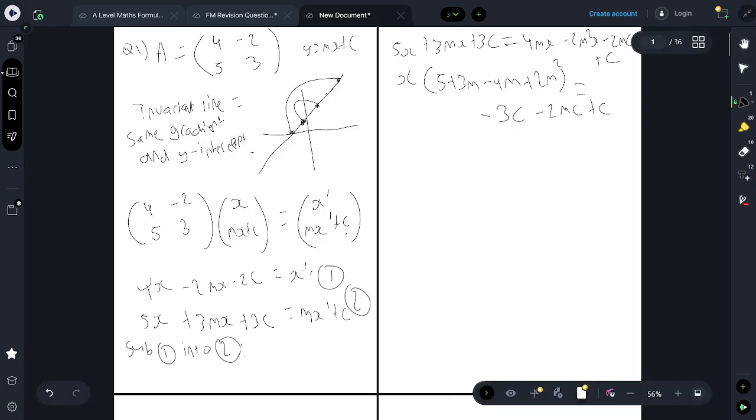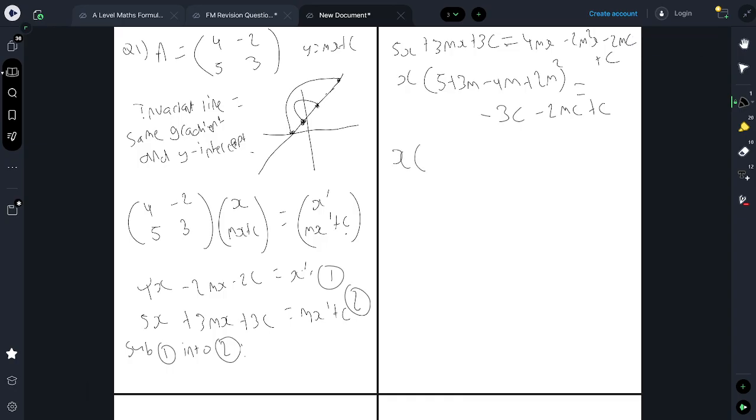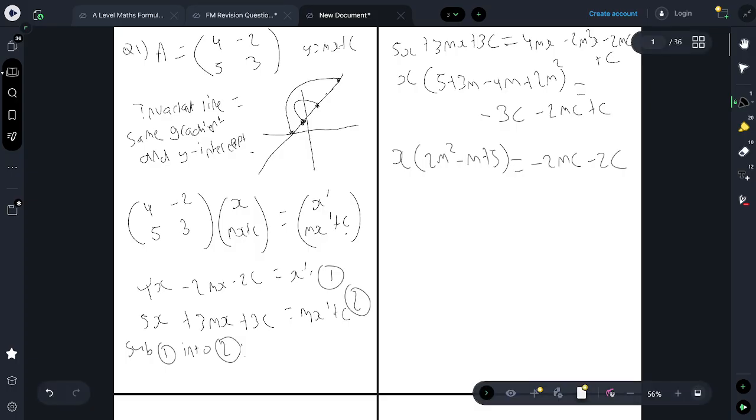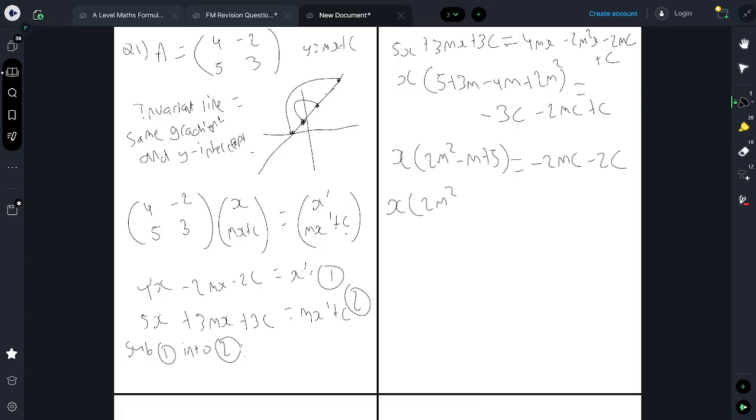Okay. So then we can simplify this a little bit. x of 2m squared minus m plus 5 is equal to minus 2mc minus 2c, right? Okay. Cool. So what can we deduce? Well, actually, rearrange it on this side, right? Put this all on the left. And actually, you should notice a particular form when we get this in. There's 2mc plus 2c equals 0.